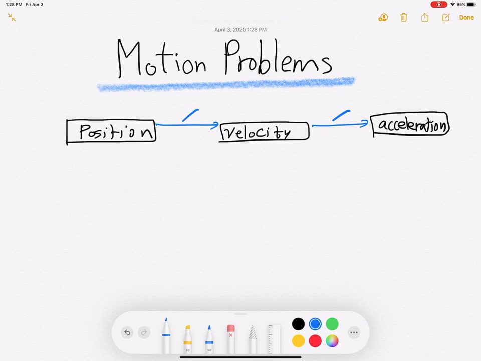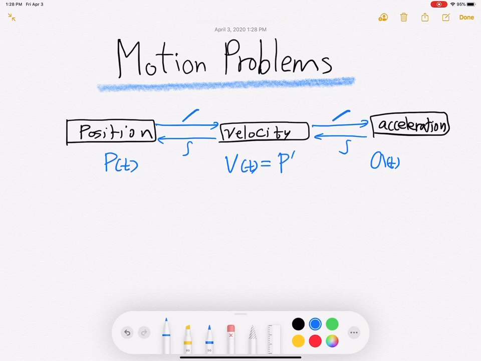That's why going backwards, which means acceleration to velocity, right? To find the velocity function from the acceleration function, you have to find the integral of the acceleration function. And the integral of the velocity function will be the position function. We call the position function p of t, the velocity function v of t, and we usually use a of t for the acceleration function. So v of t is equal to p prime of t.